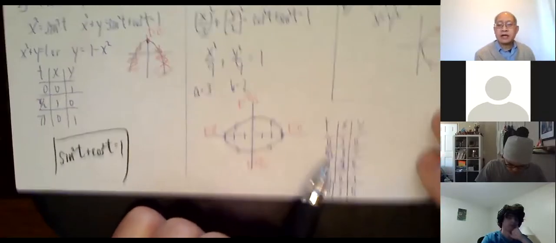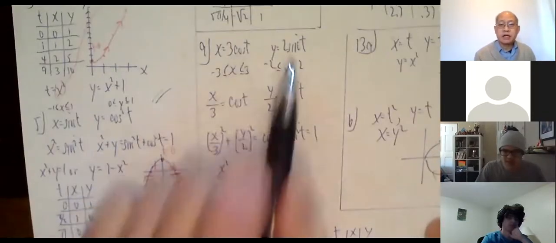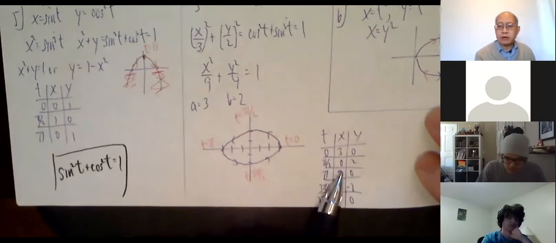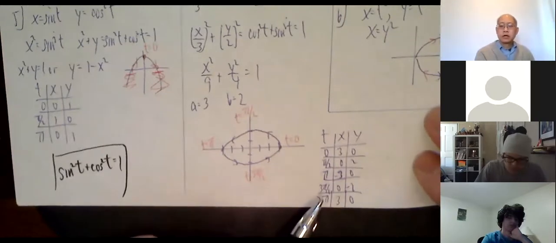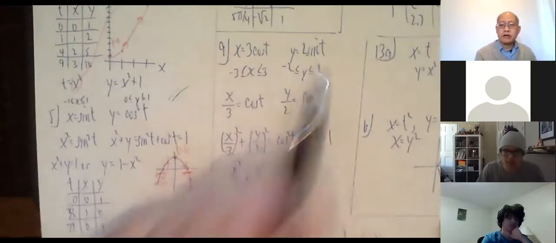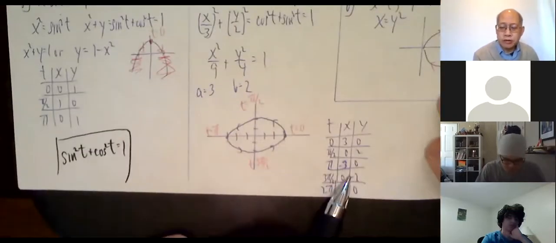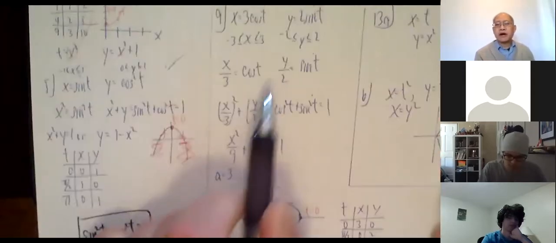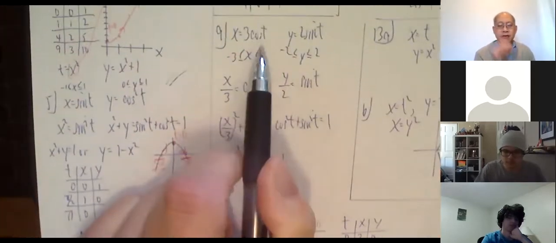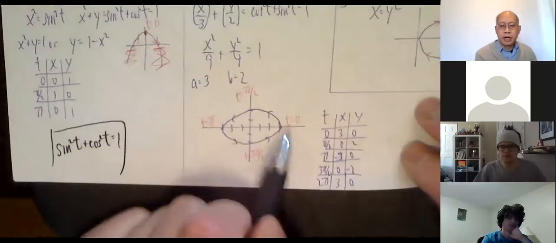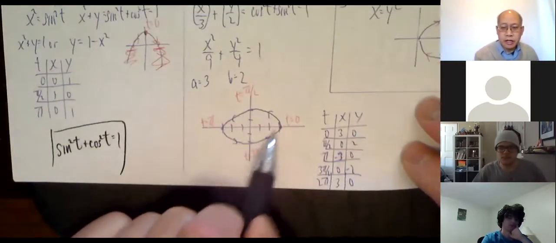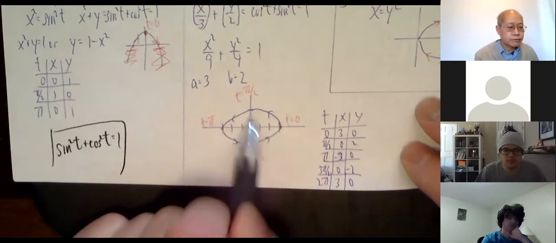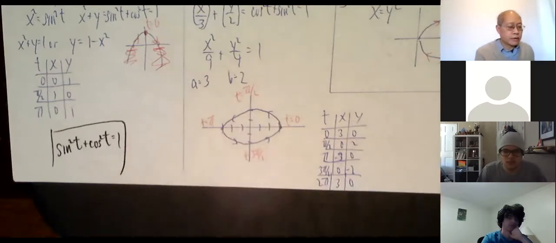If you plug in pi here and here, you're at -3, 0. If you plug in 3 pi over 2 here and here, you get 0, negative 2. You can try that out on your own. And 2 pi is easy because 2 pi gives you the same values as 0. So you're back to where you started from. Okay, so it ends up looking like this. It goes in a counterclockwise direction. So that's the way that one goes.